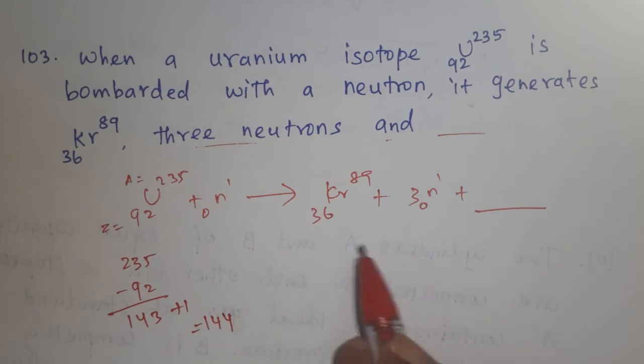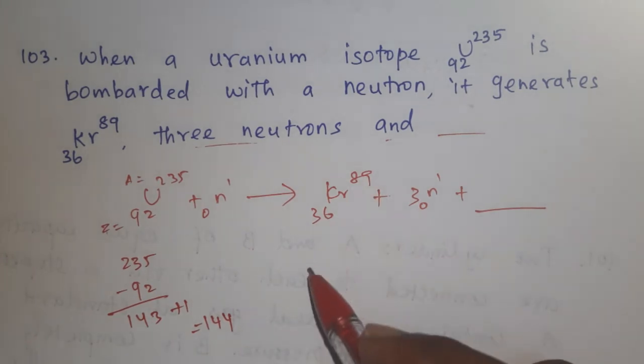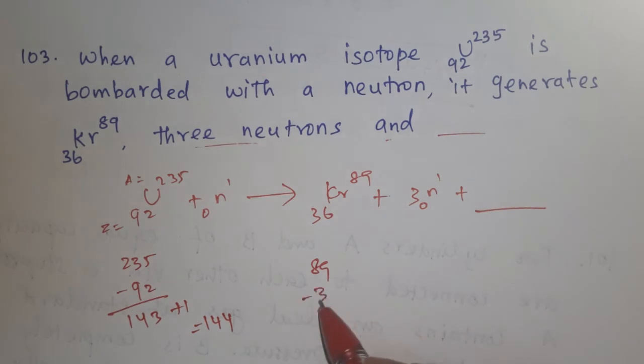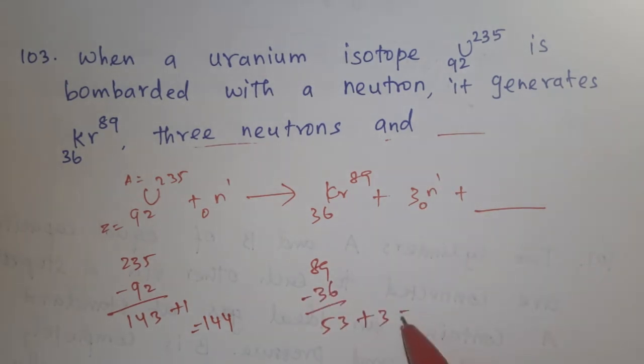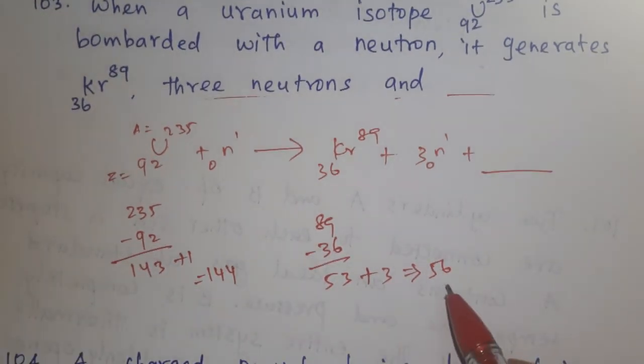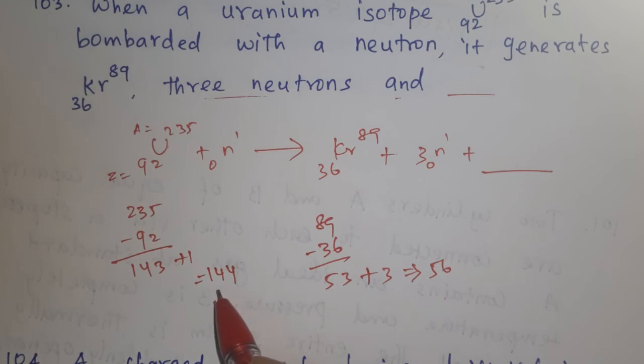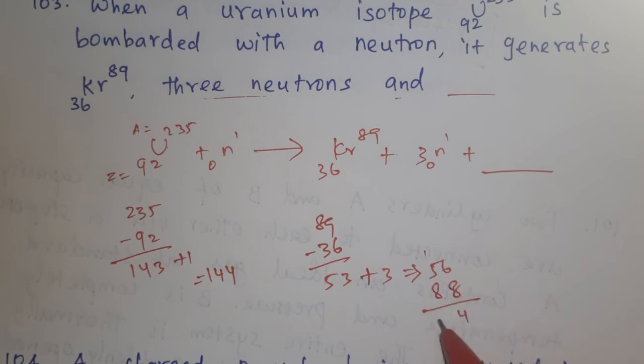Now the neutron number of the products should be the same. Now 89 minus 36 is 53. So already 3 neutrons are there, plus 3, so the value is 56. Next, how many more are required to get 144 neutrons? So here we need 88 neutrons. So the 88 neutron number should be there.